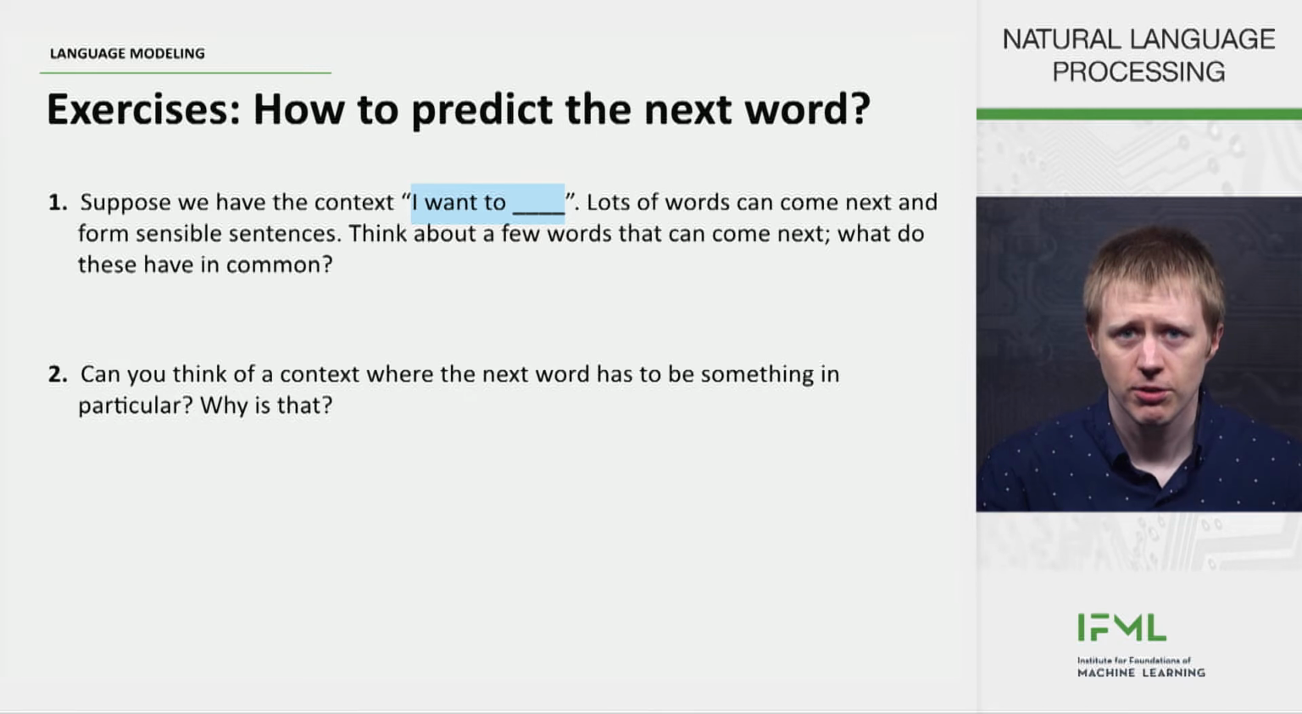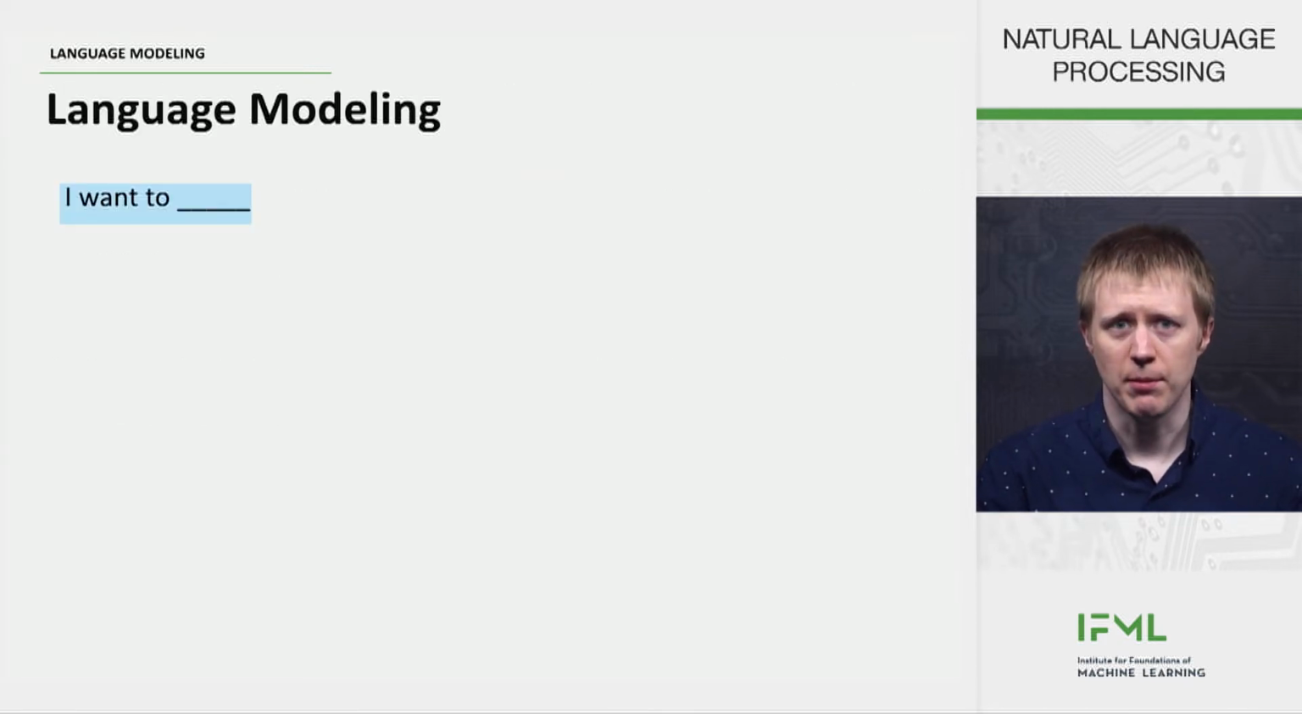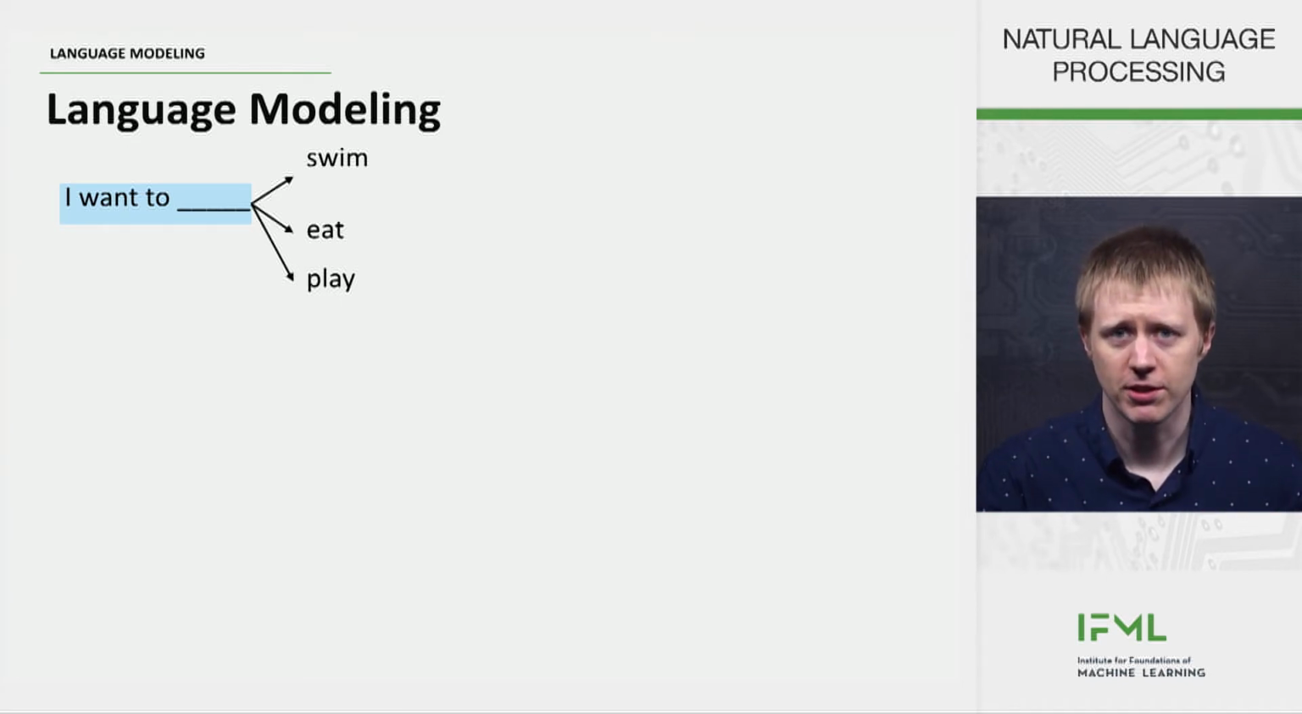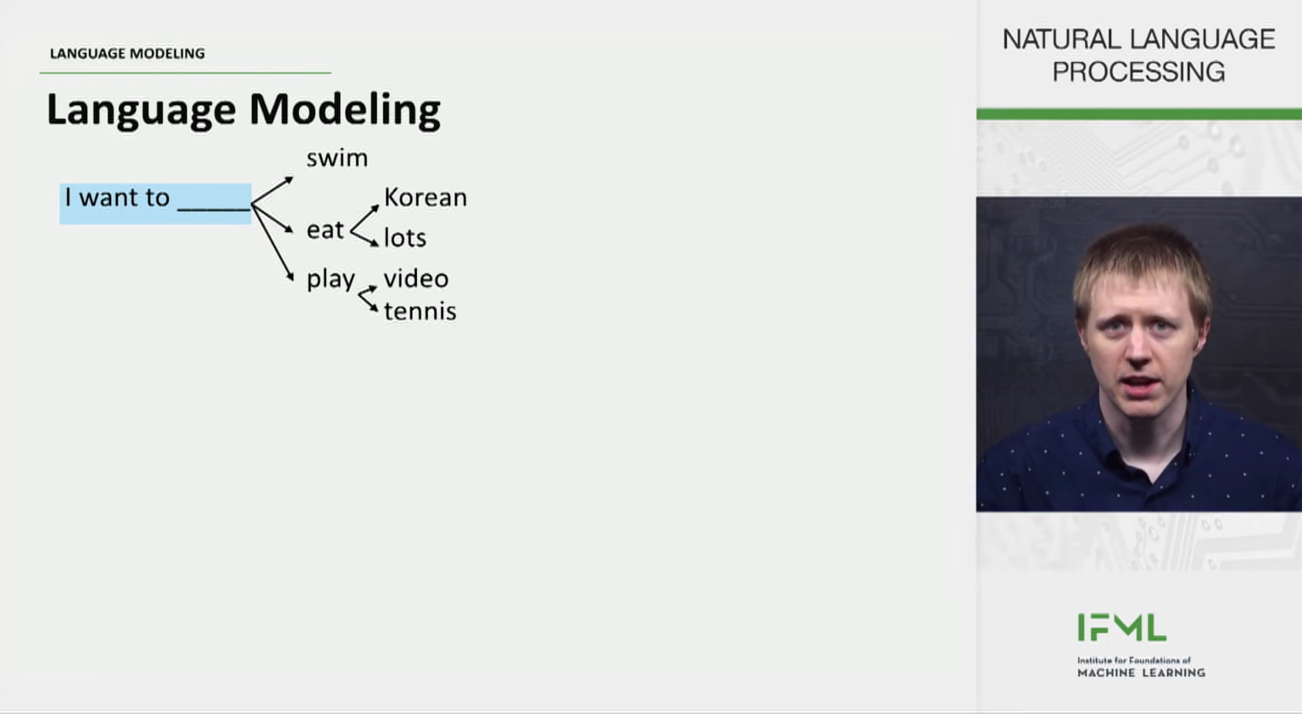You can pause the video and do these things, and then we'll talk a little bit about the answers. Okay, so I'll show you some examples that I came up with for this "I want to" context. So maybe I want to swim, I want to eat, I want to play. We could think about what sentences might follow from each of these different things. So I want to swim, that's fine, that's basically a whole sentence. I want to eat Korean barbecue, or I want to eat lots of cake, or something like that, right? I want to play video games, I want to play tennis. So there's lots of ways that this can continue, and if you think about it, each of these three words might be pretty likely: swim, eat, play.